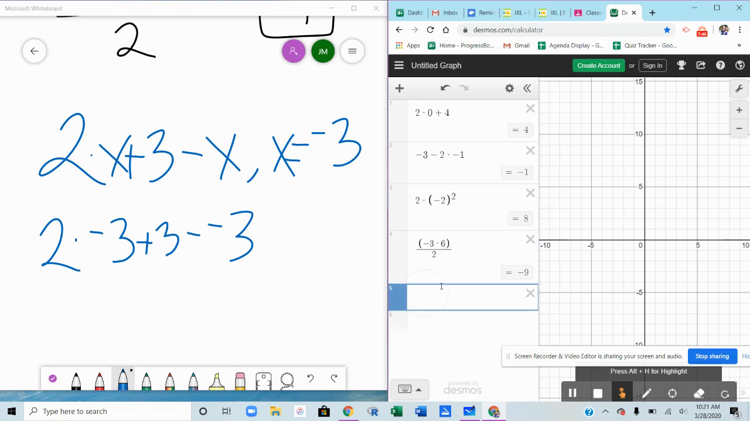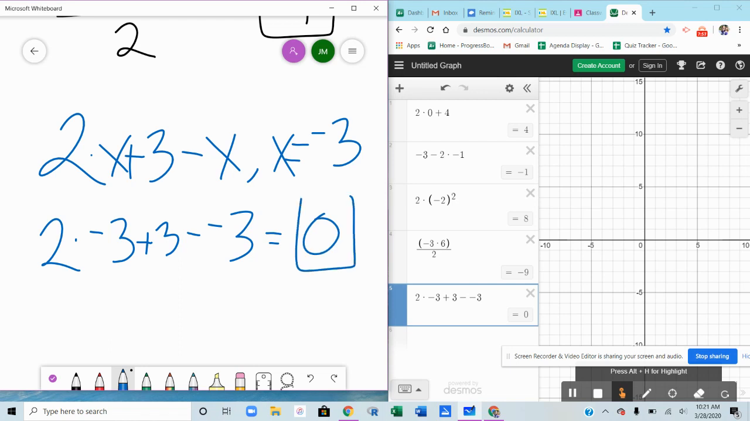And then you can go to Desmos, 2 times -3 plus 3 minus -3, and that gives you 0. Okay, so make sure you do have these 2 minus signs right there.